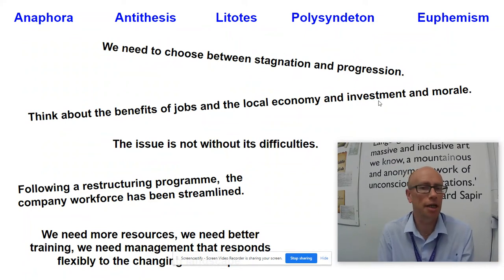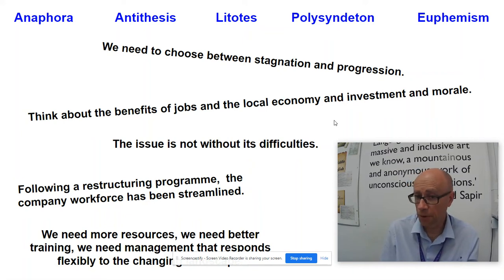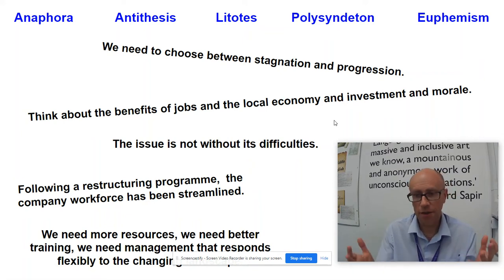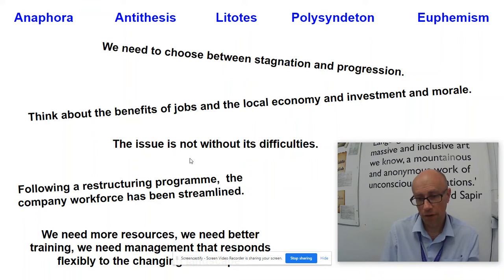Well, we need to choose between stagnation and progression is clearly a use of antithesis, where you've got these two abstract nouns that are juxtaposed. Think about the benefits of jobs and local economy and investment and morale. That is polysyndeton, where the use of the coordinating connective and between those items makes the reader slow down and think about each one. The issue is not without its difficulties. It's the opposite of hyperbole. It means that the issue is hard, it's got some problems, and therefore we've got litotes here, where we've got a negative being negated, not without.